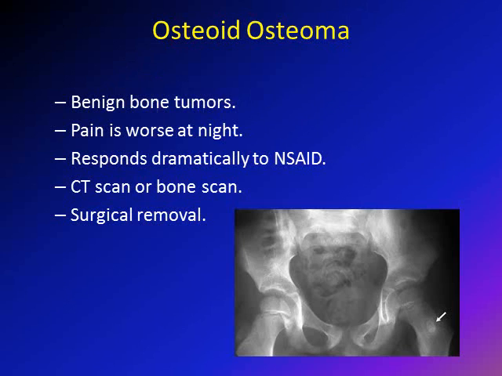Another cause of hip pain is osteoma. This is a benign tumor. It will cause pain worse at night. It usually responds dramatically to non-steroidal anti-inflammatory medication. The X-rays may show the osteoma if it's large. However, in most cases, you will need a CT or bone scan. Treatment is by orthopedic referral. It can be removed either by surgery or by CT guided methods.